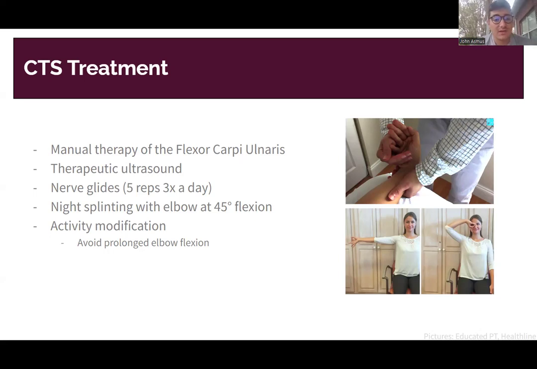Lastly, we're going to do activity modifications. You want to prevent prolonged elbow extension. So let's say I'm at a computer. I'm here, elbow's at 90 degrees. That's going to put tension on the nerve. So we want to push the computer back so I'm in a position where my arms are nice and out, not putting tension on that nerve, and just avoiding any sort of position where you're in a flex position for a long time.